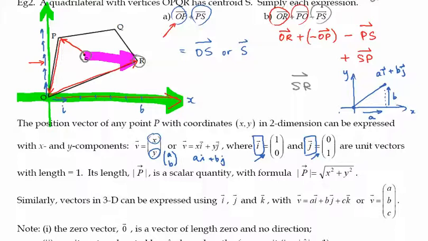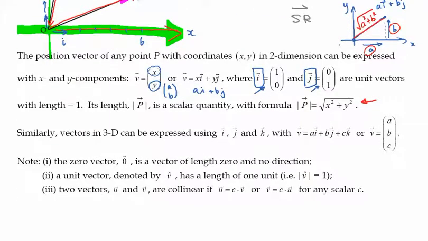I can also calculate the length of this vector using the Pythagorean theorem. A squared plus B squared equals C squared. So the length of this line would basically be this. So I can now calculate the length of a vector when they have the value of the vector given to us.